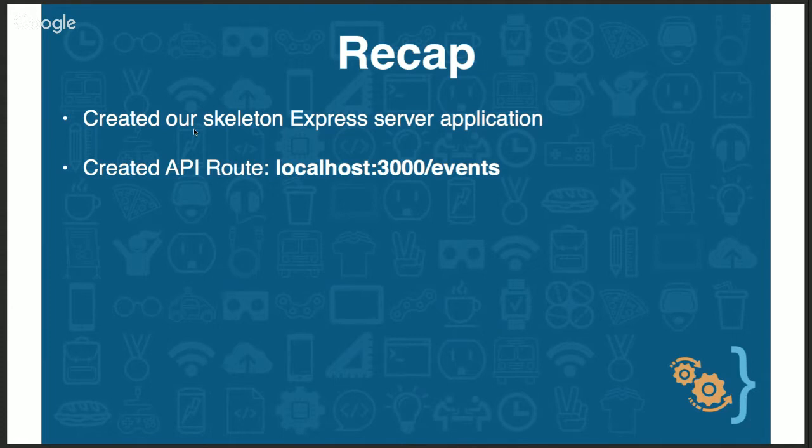So we set up a basic skeleton of an Express application, and we created a basic API route, our first one for our event application. If you remember, when you accessed this route, I think it just said events, just some text showed up. Does everyone have their server running right now? Is it still working when you go to the events route?